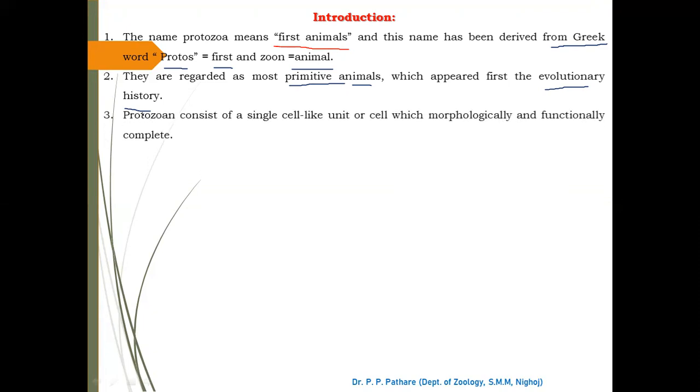Protozoans consist of a single cell unit, which is morphologically and functionally complete. If you want to study the protozoan, firstly it is a single cellular organism. समझ में आ रहा है आपको? Morphologically and functionally it is a complete cell. This cell is called single cellular, microscopic, primitive, small in size, simplest in the formation of body. It is called protozoans.